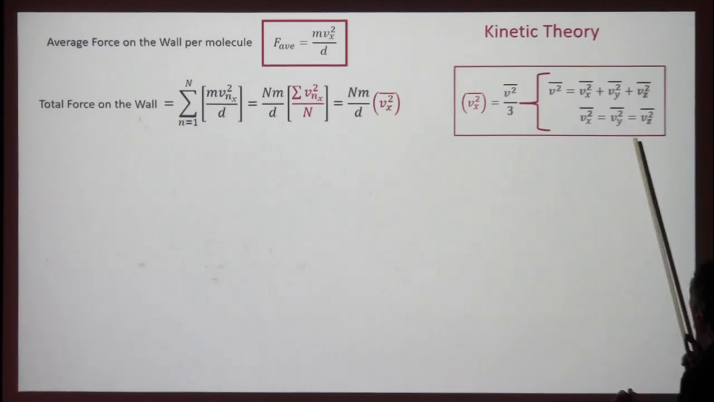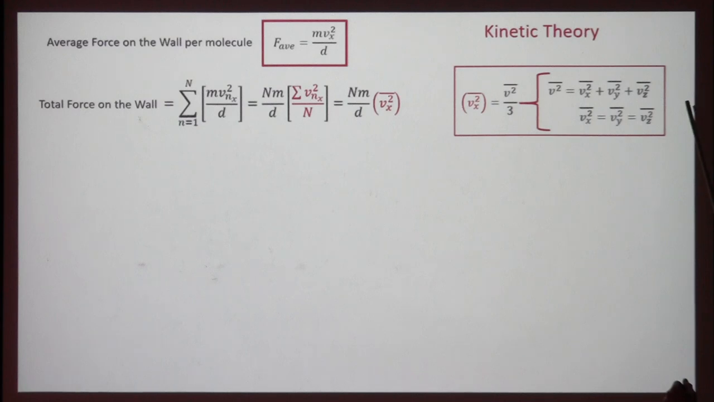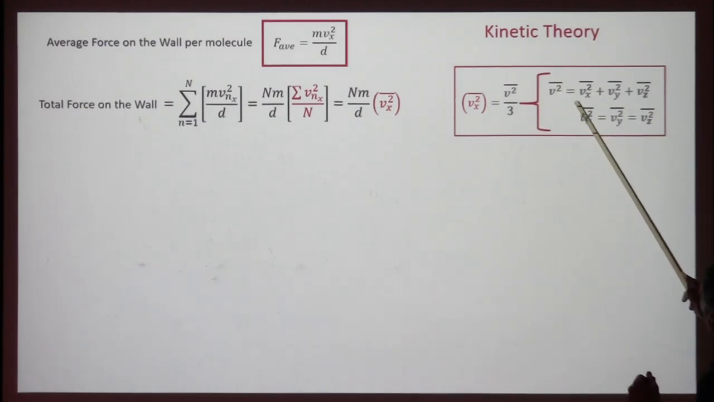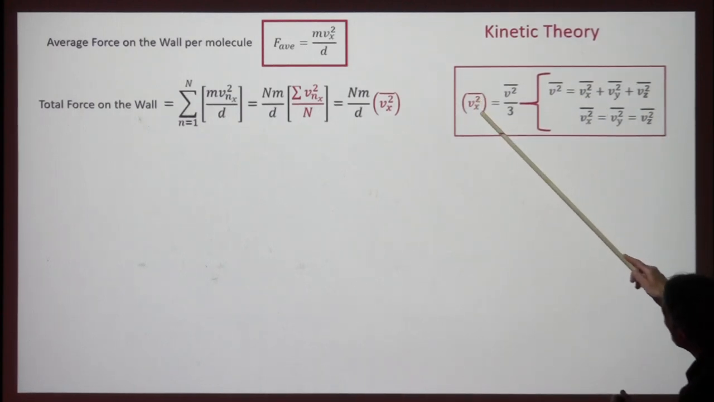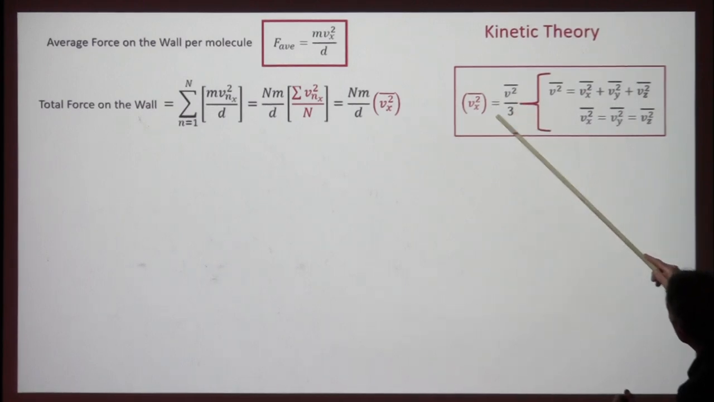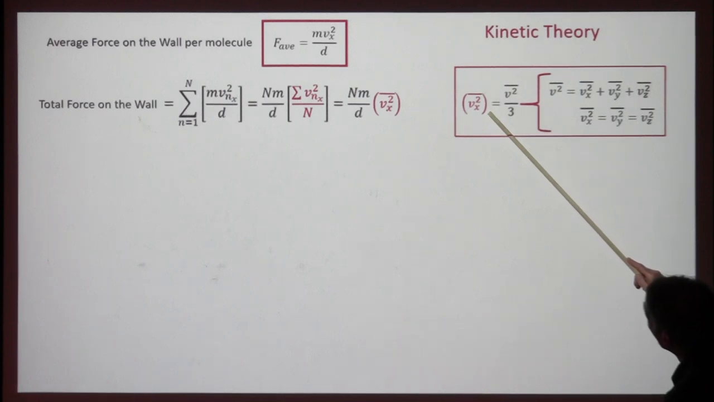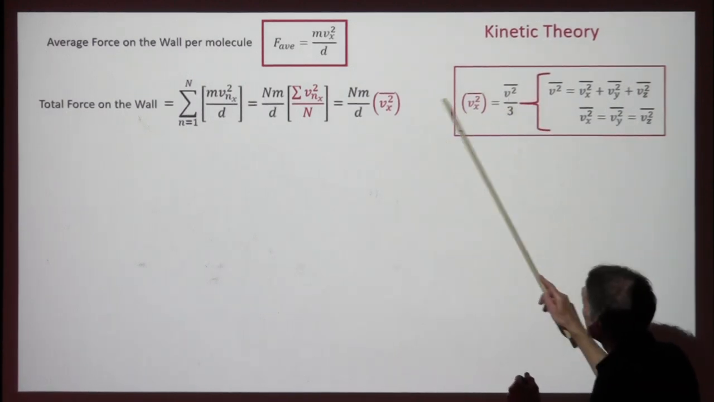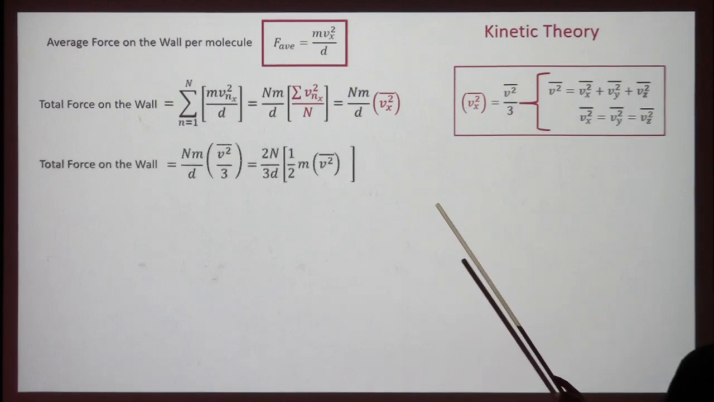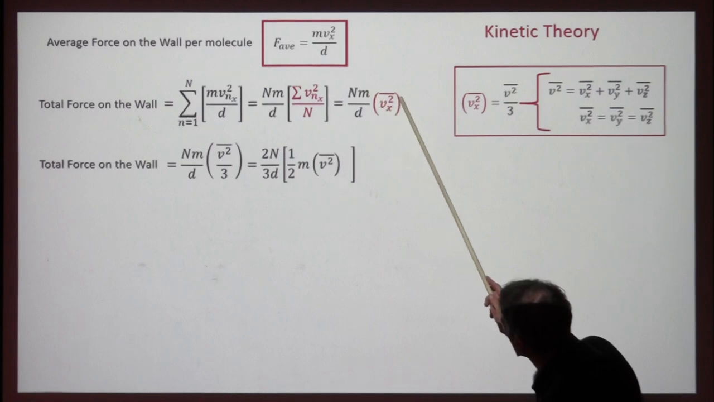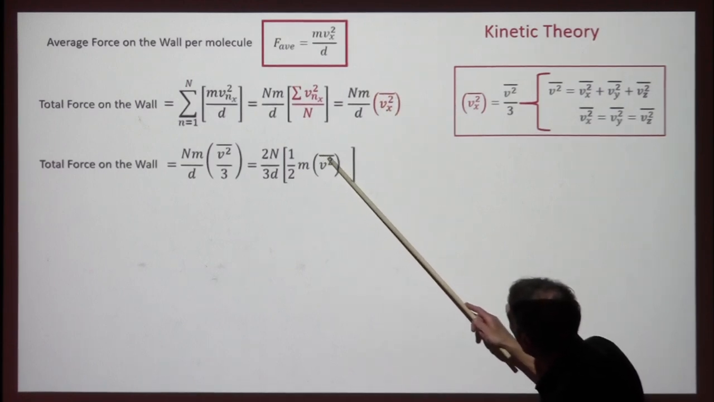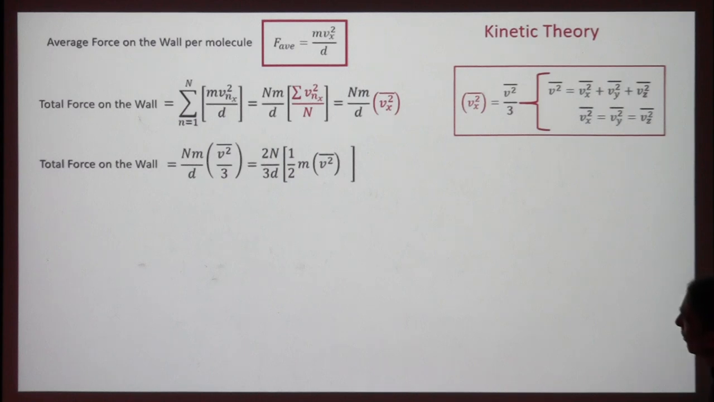The other walls would lead to these terms. But I really want to say that v squared should be equal to 3v in the x, since these are equal. Or v in the x squared is 1/3 of this v squared. It's just 1/3 of all of these molecules. And so I'm going to replace that, instead of v sub x squared, average of those, we'll take v squared, average of those.